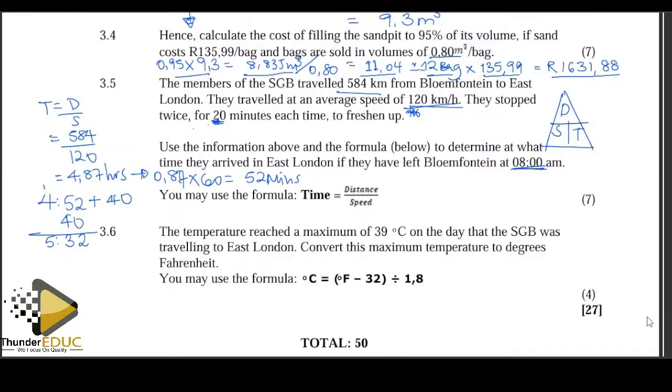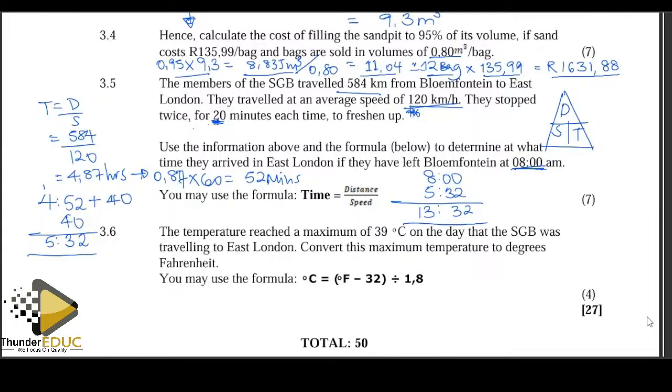5 hours, 32 minutes. Now, if they left at 8 plus the 5 hours, 32 minutes, when will they reach? So it's at 13:32. This is your final answer.